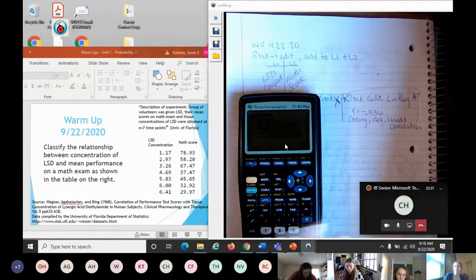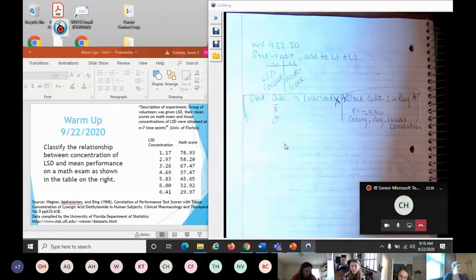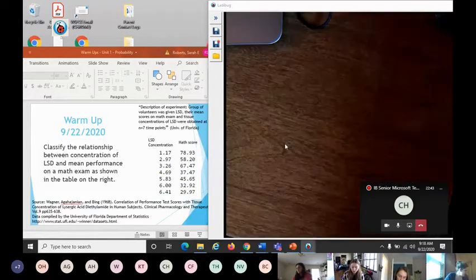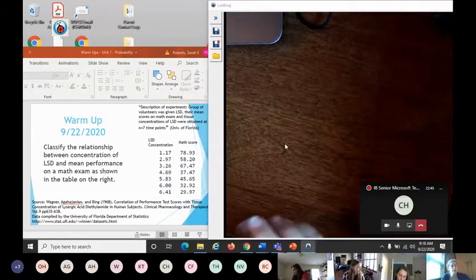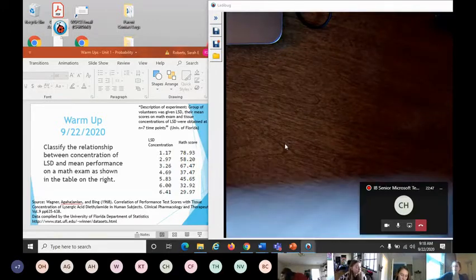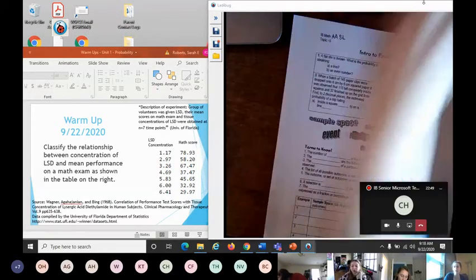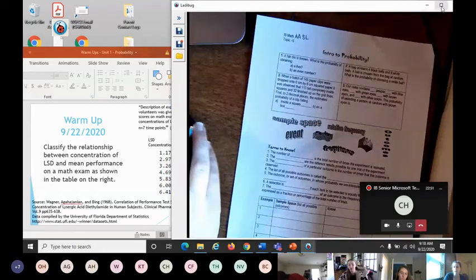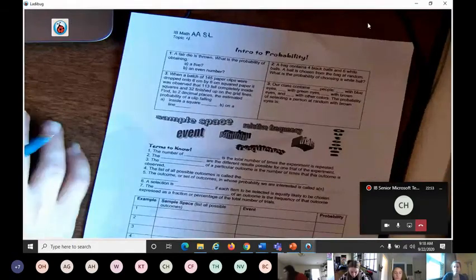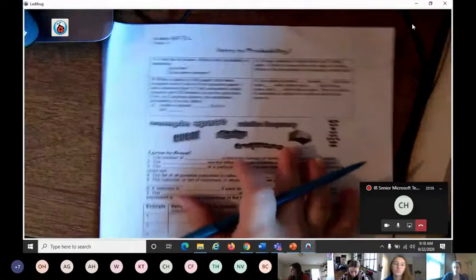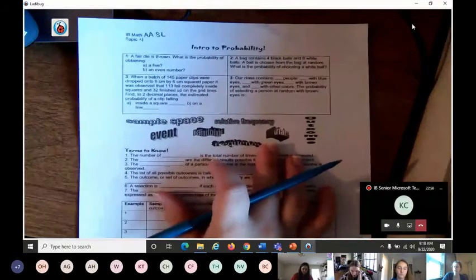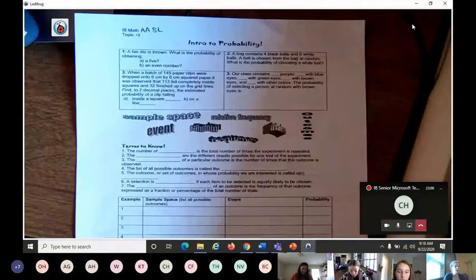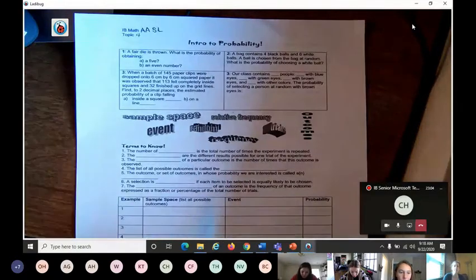If there are no questions, I'm gonna move on. All right, so today, our notes, we're gonna start probability. Let me make the screen as big as it can be. All right, so we have our intro to probability for today. If you printed this out, you probably have all the pretty colors on here, but I don't.